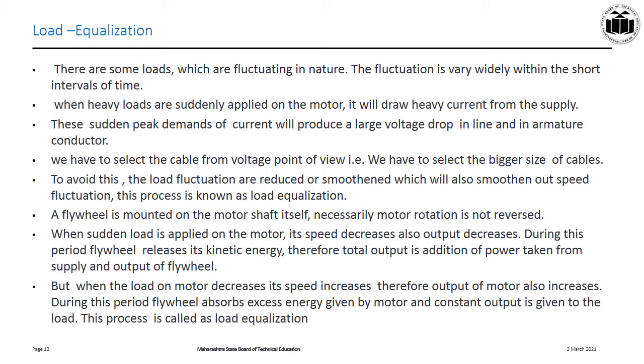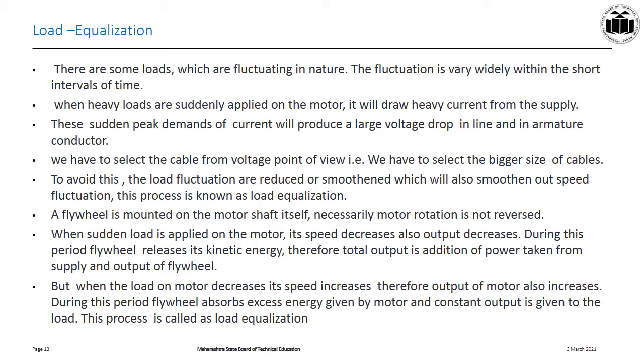As a result, it will produce a large voltage drop in the line and in the armature conductor also. So we have to select the cable from that point of view, and we have to select a bigger size of cable as well. These are the difficulties which are happening. So in order to avoid them, the load fluctuations are reduced or smoothened out.